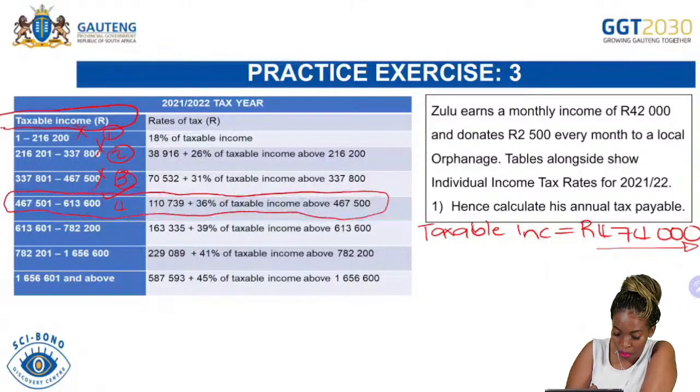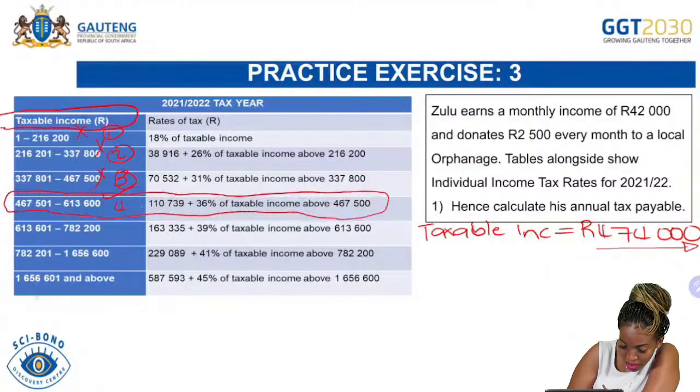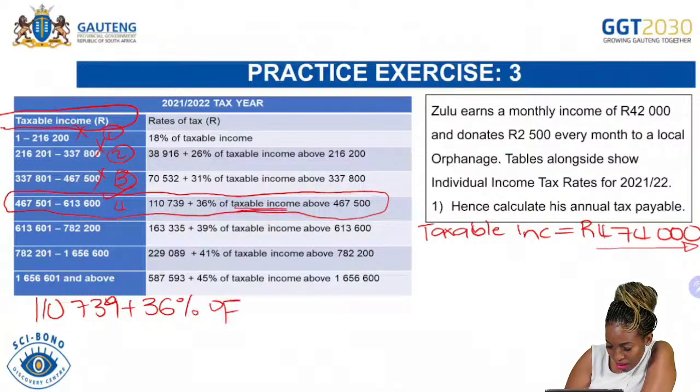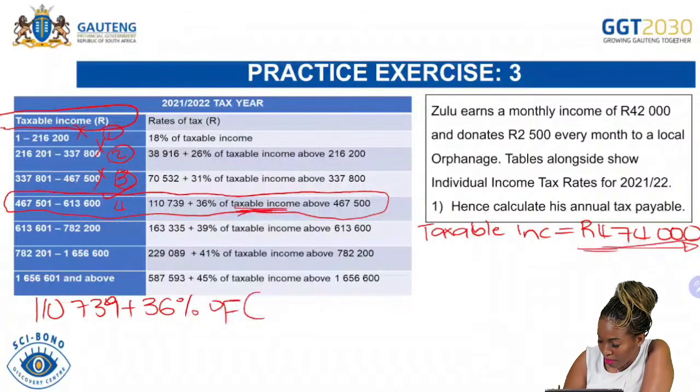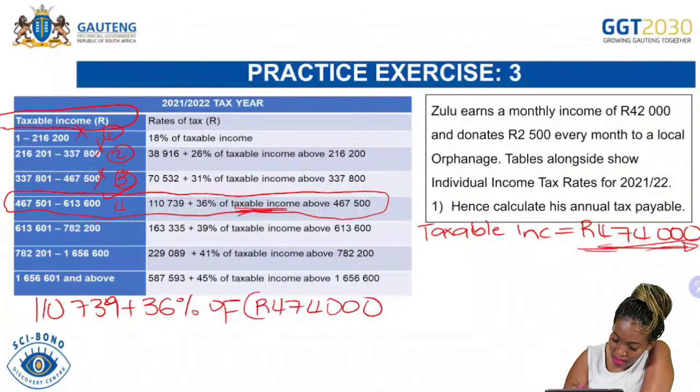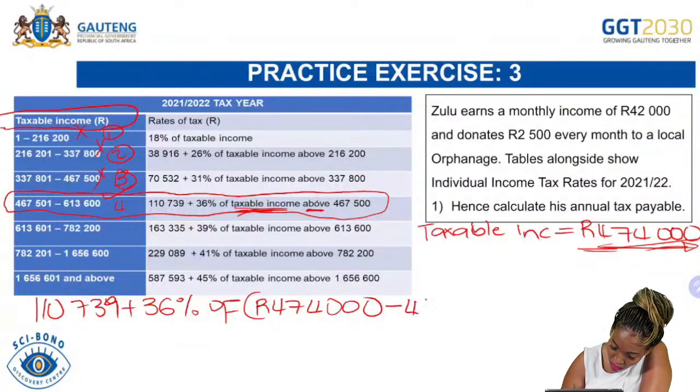We rewrite the formula. We'll always rewrite the formula there. It is 110,739 plus 36% of our taxable income. What is our taxable income again? It is 474,000. Remember the word above. I said above means what? It means we subtract. Minus how much?